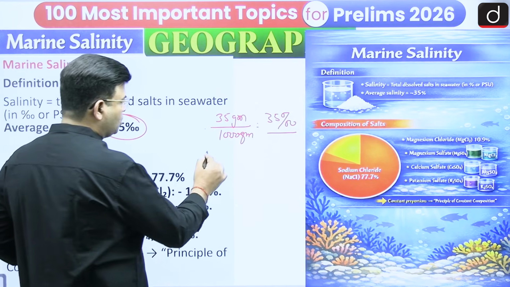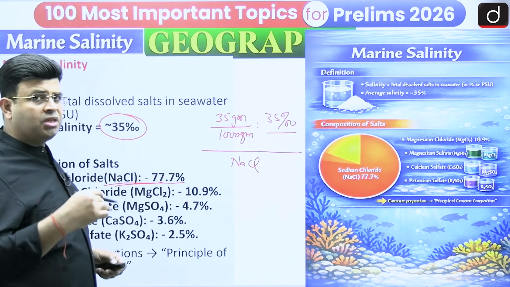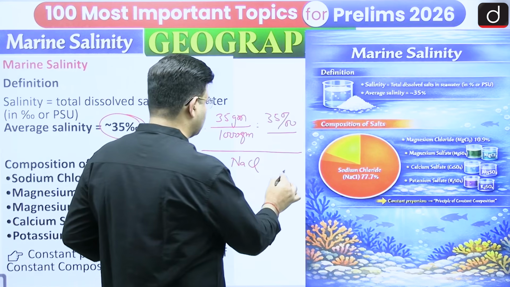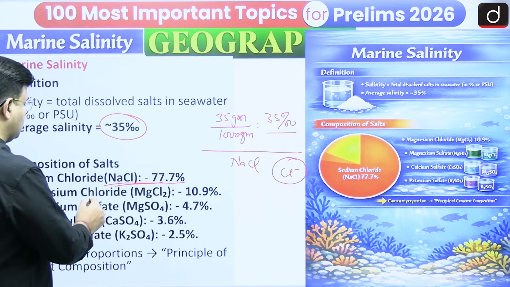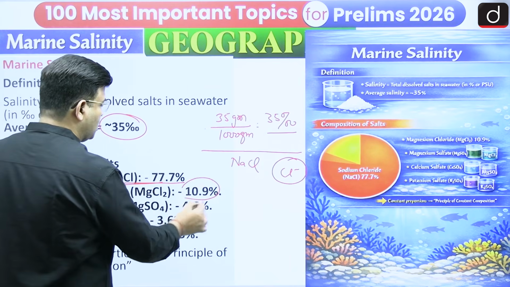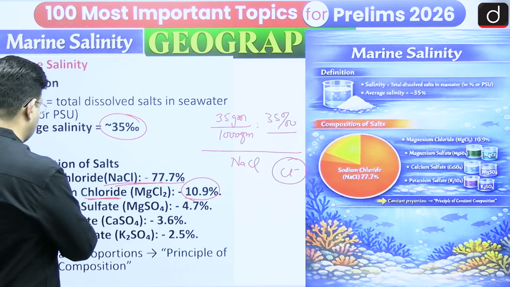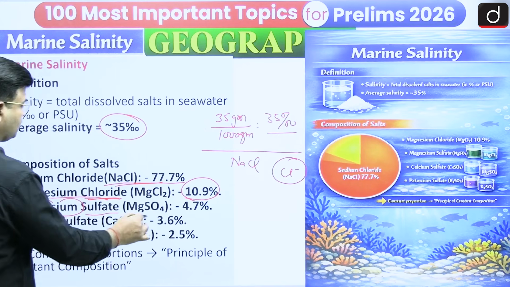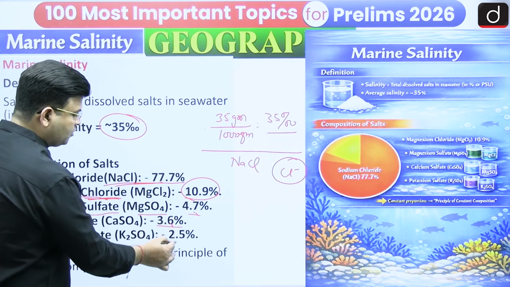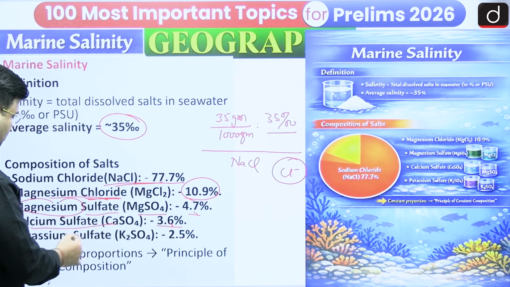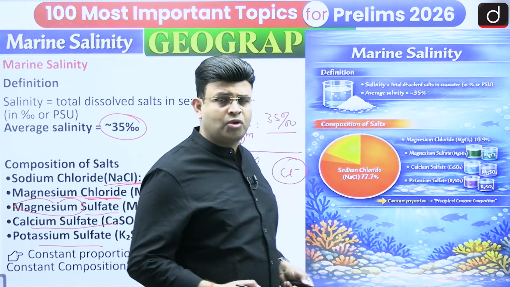In this, the highest amount is contributed by sodium chloride, and chloride ion is always the highest. Sodium chloride is around 77.7 percent. After that, magnesium chloride is around 10.9 percent of the total salinity. Then magnesium sulfate is 4.7 percent, after that calcium sulfate is 3.6 percent, and potassium sulfate is 2.5 percent. So sodium chloride is 77.7 percent.